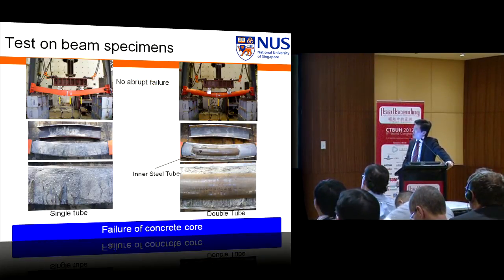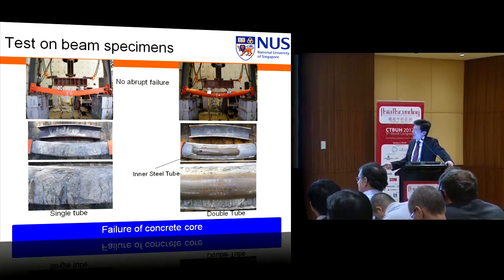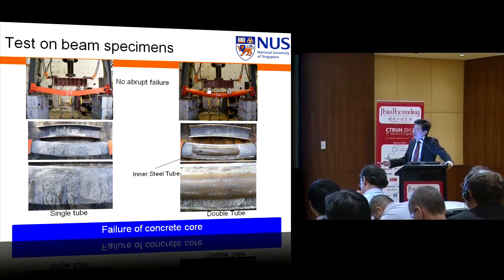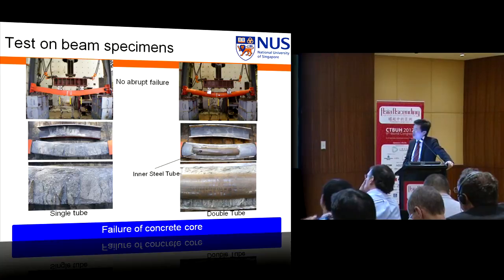We also cut up the column, remove the steel, and see that inside there are some tensile cracks and some compression over here. So clearly there's a fracture, a plastic neutral axis that may occur.